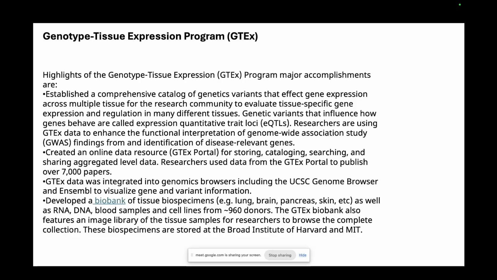So what this particular program did was establish a comprehensive catalog of genetic variants that affect gene expression across multiple tissues, for the research community to evaluate tissue-specific gene expression and regulation in many different tissues. So this again is a very important thing. We know all the cells in our body have the same sequence of the genome, right? But still the functions of the cells are very different.